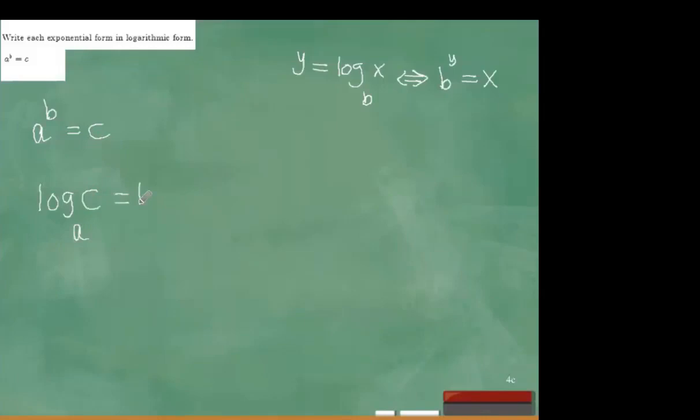Write exponential form in logarithmic form. Recall, if I have y is equal to log of x with the base b, that's the same as b to the power of y is equal to x. So I'm going to write a to the power of b is equal to c as log of, I'm going to start with my base. My base should match the base of the exponential, which is a. My argument is the number to the right of the equal sign, which is c, is equal to b.